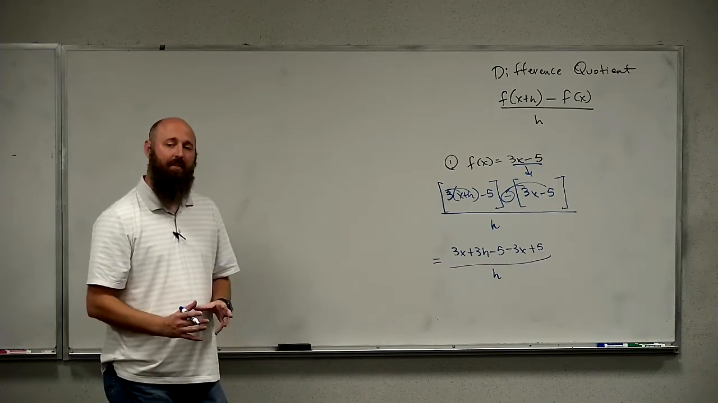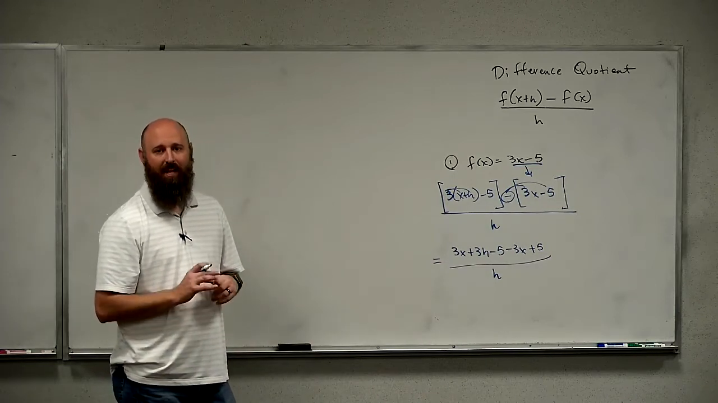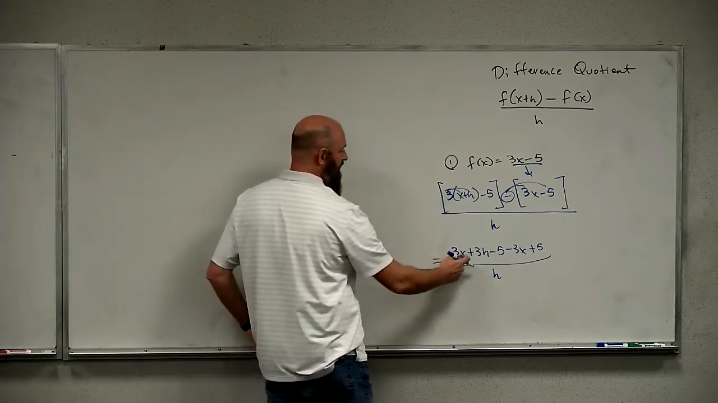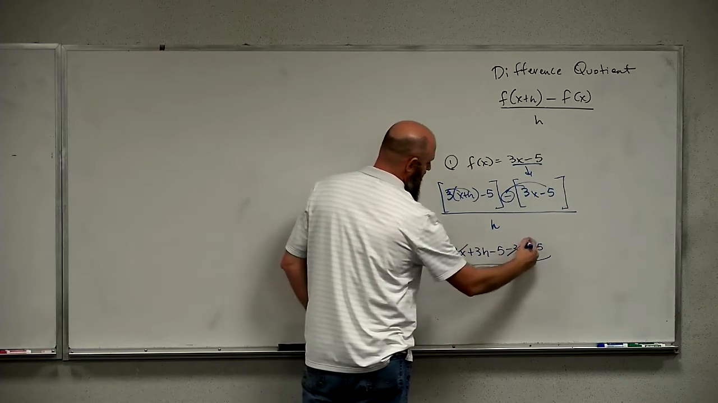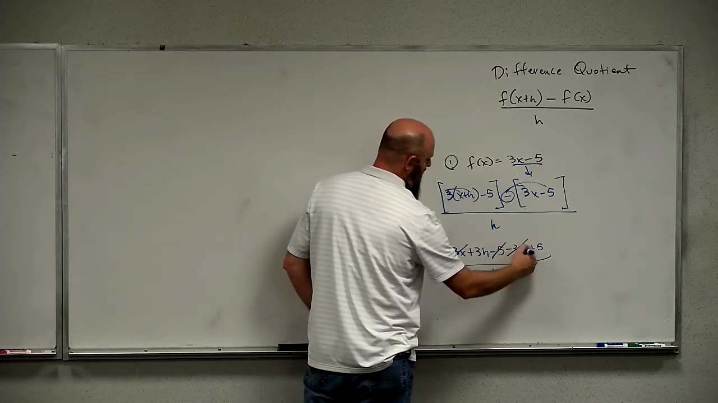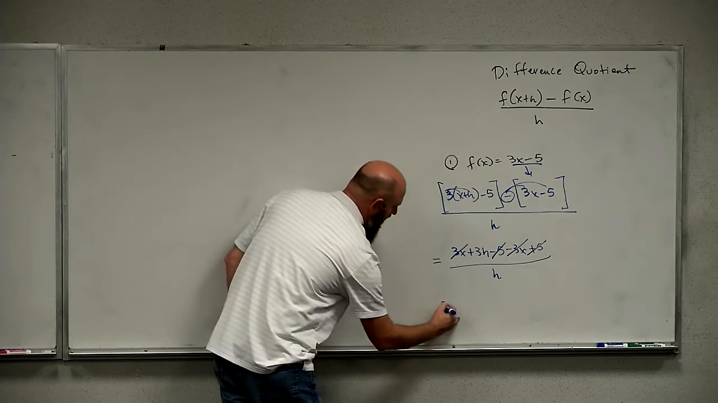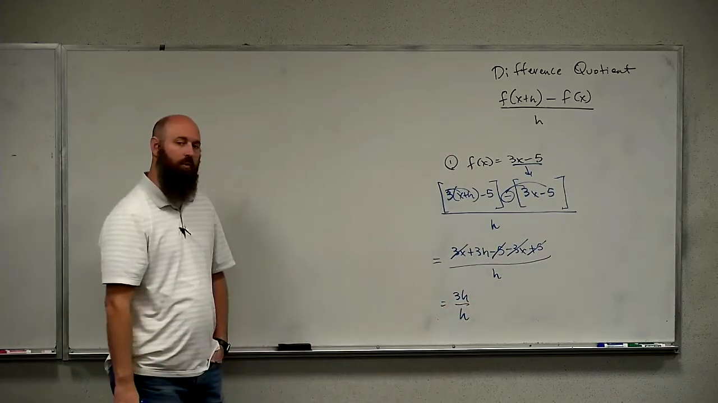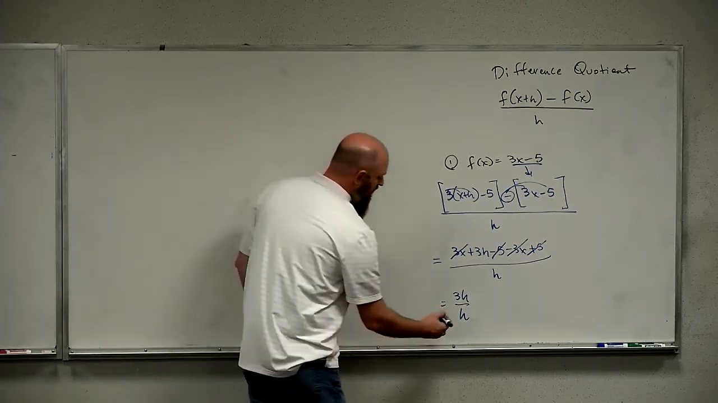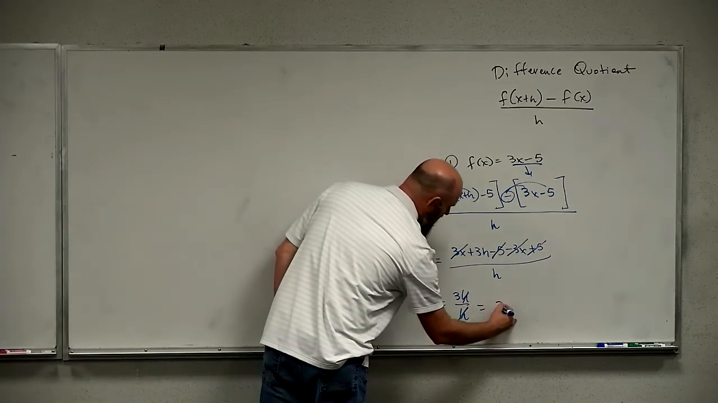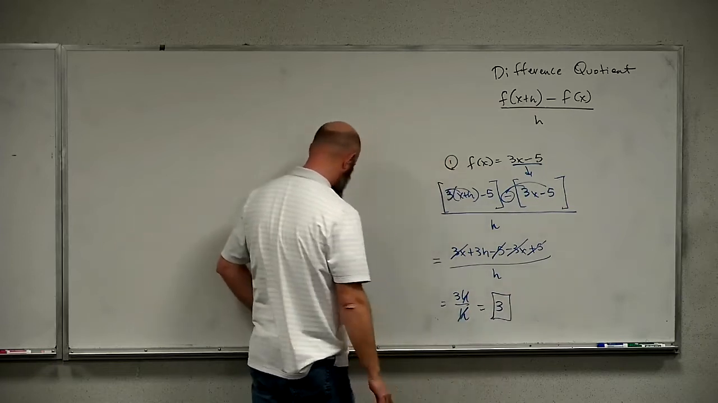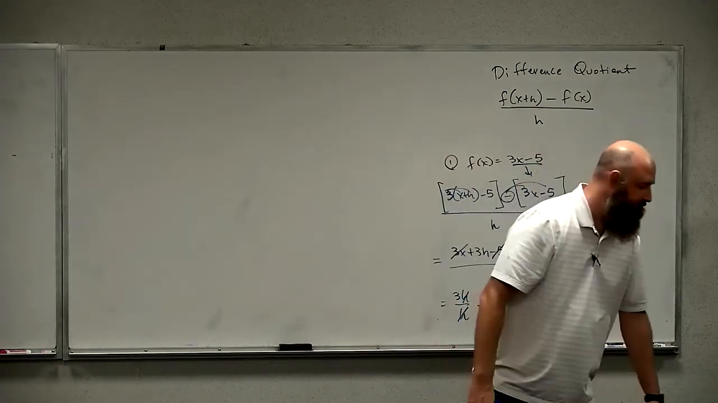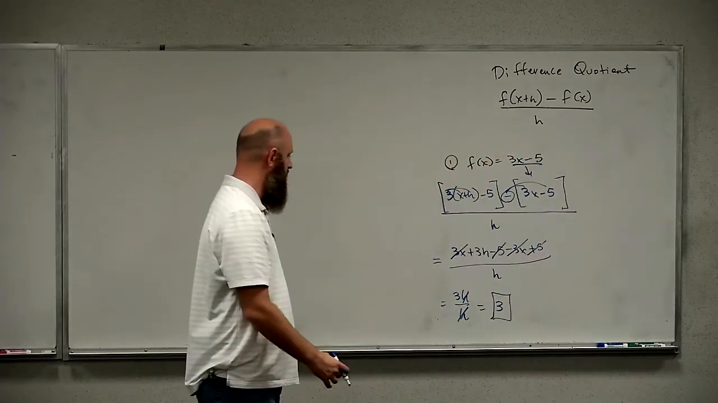Now, if we've done our math correctly, anything that does not have an h on it is going to kill each other. So we see here a 3x and a minus 3x, negative 5 and positive 5. And so I'm left now with 3h over h. Well, we can reduce that. The h's then cancel out, and my answer is 3. Okay? And so that's always going to happen.